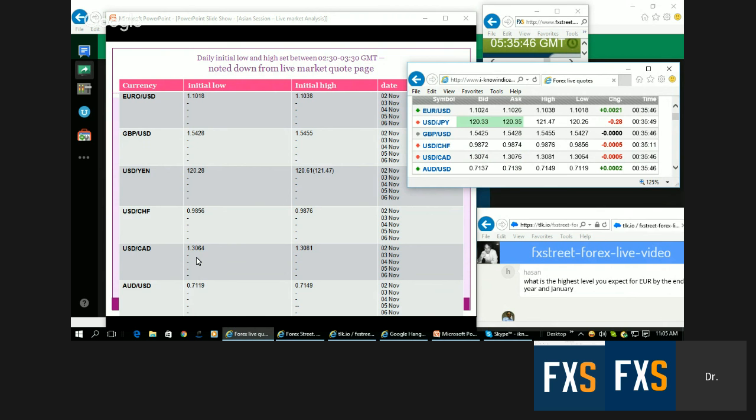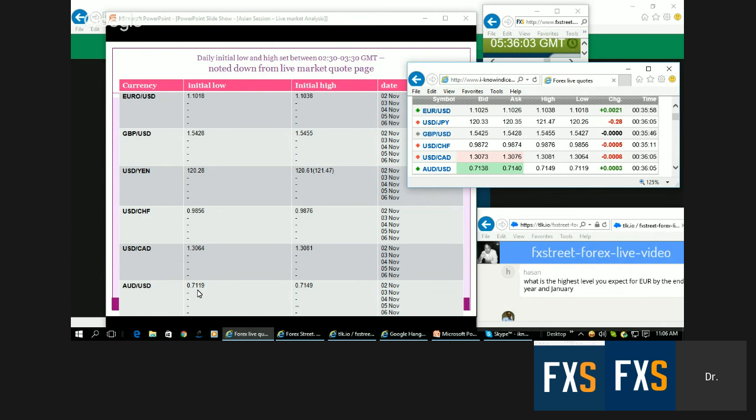Then in the case of Canadian dollar, 1.3064 is the low, 1.3081 is the high. They have not breached the low or the high from 3:30 GMT. Now, around 5:35 GMT, still they have not breached it. It indicates the volume is relatively low.